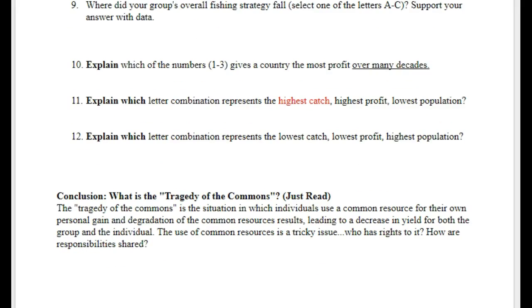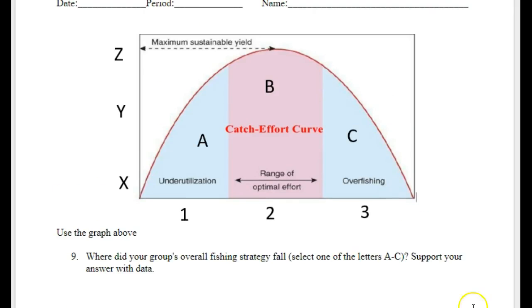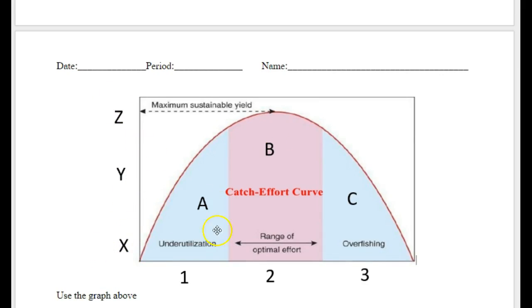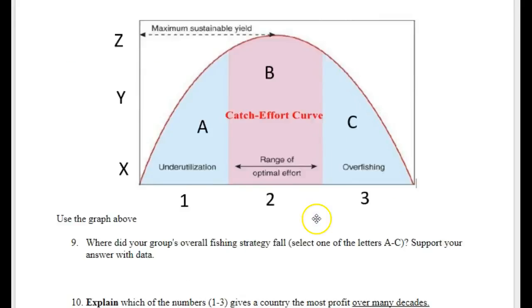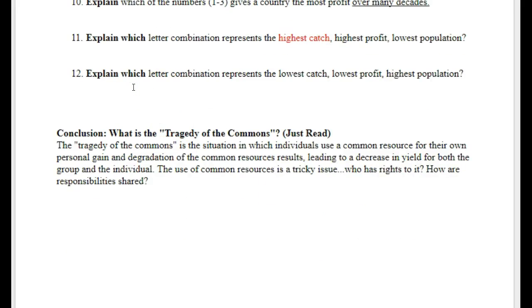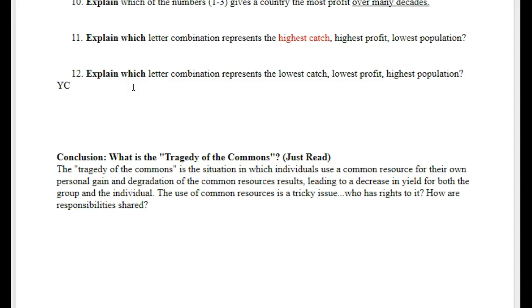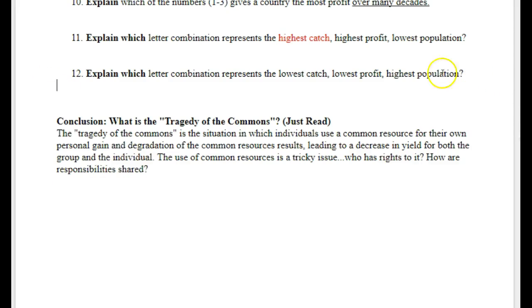And again, I just need you to explain that to me. So, you know, blank, blank combination, because what happened was blah, blah, blah. Here, I want you to explain which one has the lowest catch. So which one has the fewest fish coming in, therefore the lowest profit, but now you see the highest population. So a large number of fish, basically because nobody's catching anything. So which combination is that? Is it XA, XB, YA, YB, ZC, ZB? And again, I only need one. So if I see YC for something, and then later on it's ZB for something, I don't want 2 things. Again, I just want one combination to explain this particular scenario.